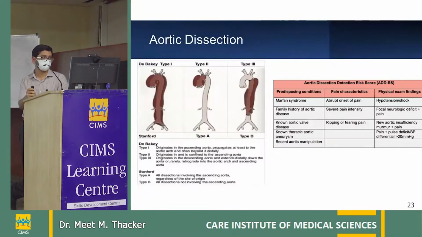A brief about aortic dissection. DeBakey classified them into type 1, 2, and 3. Types 1 and 2 usually involve the ascending aorta and the aortic valve is involved. Type 3 usually involves only the descending aorta, so it may not be an emergency situation, but types 1 and 2 usually lead to emergency situations. Again, if there is involvement of the ascending aorta, it is classified as type A, and type B is only descending aorta.